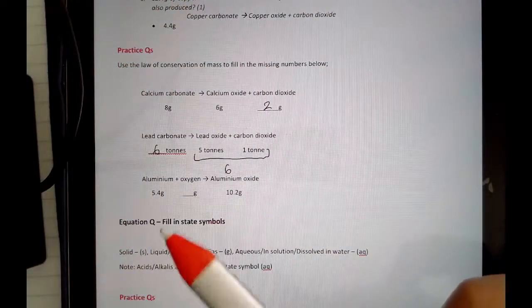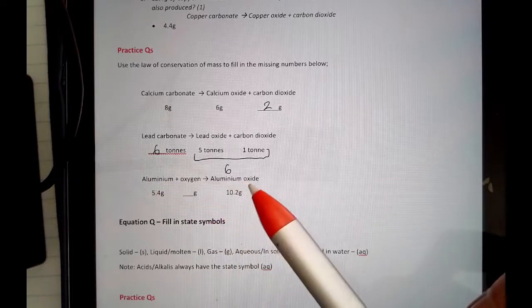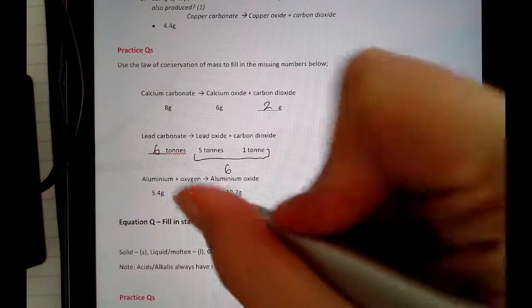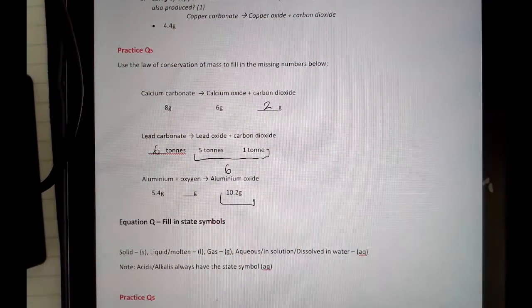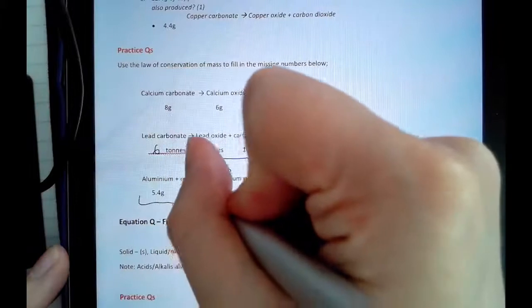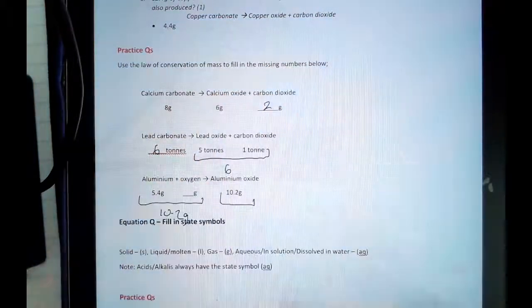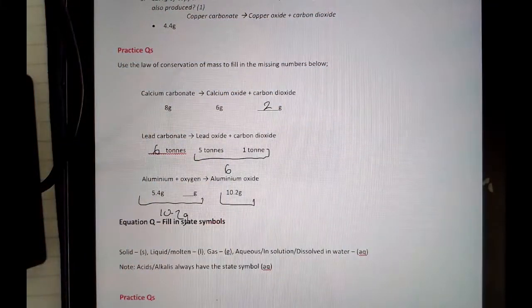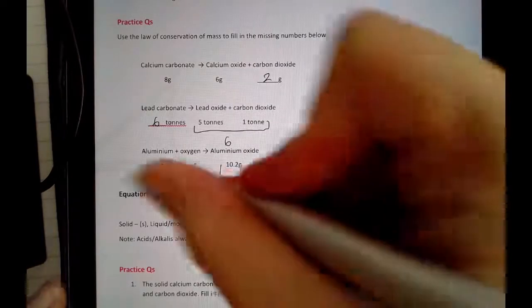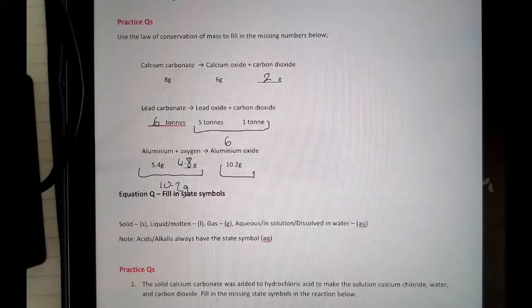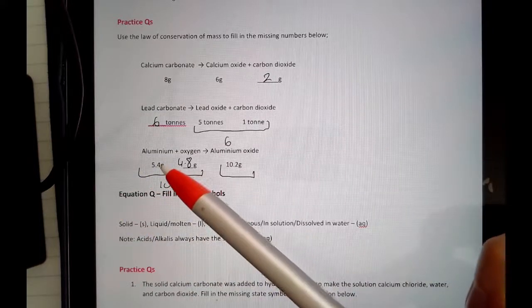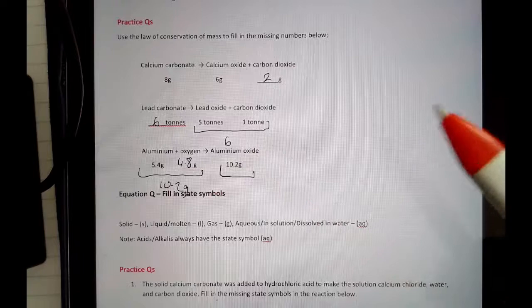And then here, I've got aluminium and oxygen forming aluminium oxide. I can see that I've got 10.2 grams of my product. That must mean that I started off with 10.2 grams of reactants. If 5.4 grams is aluminium, then the remaining 4.8 grams must be oxygen. So the law of conservation of mass just says mass is conserved in a chemical reaction. That means the total mass of the reactants must equal the total mass of the products.